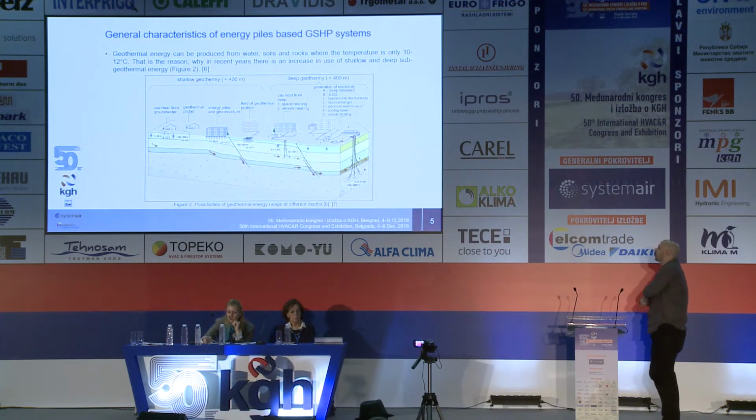Okay. So we have a difference between shallow geothermy and deep geothermy, which is represented in the picture. In general, geothermal energy can be produced from water, soils, and rocks where the temperature is around 10 to 15 degrees Celsius on average. And this is the reason why in recent years there is an increase in the use of shallow and deep geothermal energy.